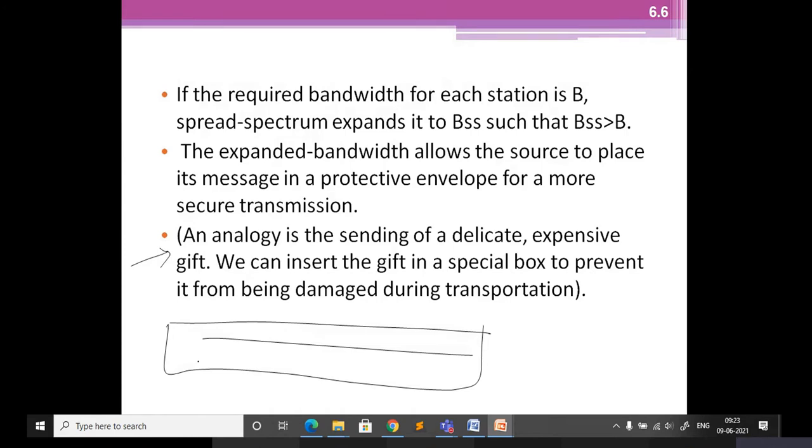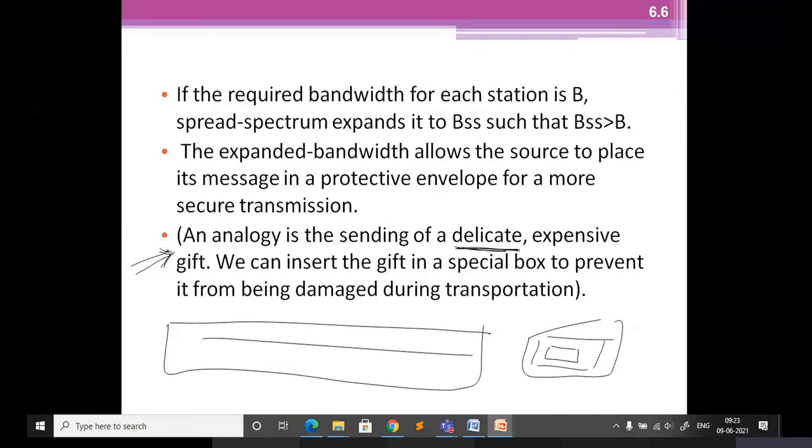Is it clear? This is how spread spectrum works. Always remember this simple analogy to understand how spread spectrum works. You will not just take a gift and put it into the courier with a simple envelope. Depending on the type of gift you want to send, if it is delicate, you have to take care of extra things. Take the box, put some thermocol or some other material so that it will protect that particular gift.